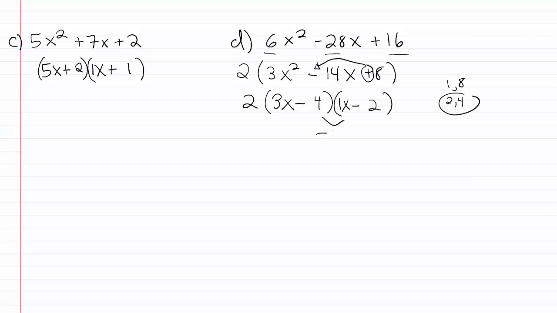That'll give me negative 4x and then negative 6x. Well, if I combine those, I only get negative 10x. That's not what I'm looking for. I'm looking for negative 14x. So it's not going to work to do 4 and 2.